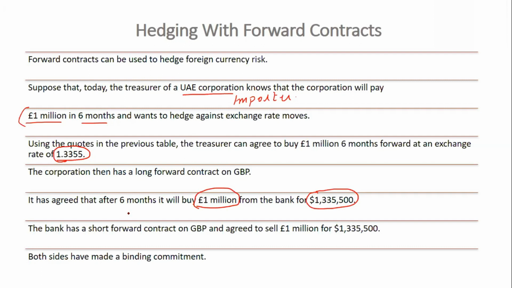And since the corporation is buying pounds, by default, they have assumed a long position in this forward contract. And since they have assumed a long position, by default, the bank has assumed a short position in this forward contract. Please understand that by law, both sides have made a binding commitment. Okay.